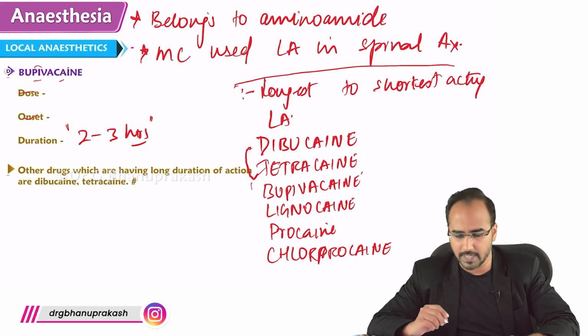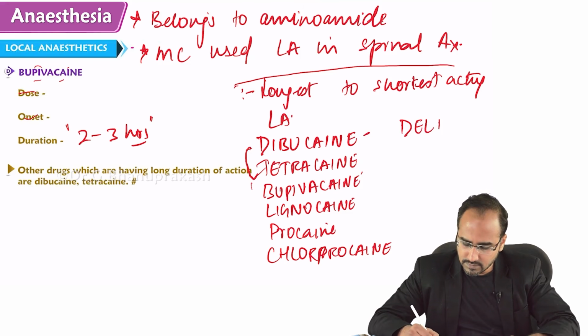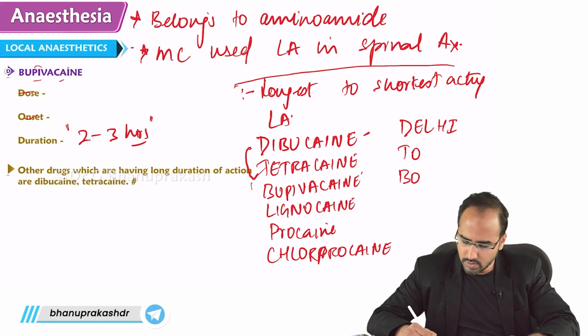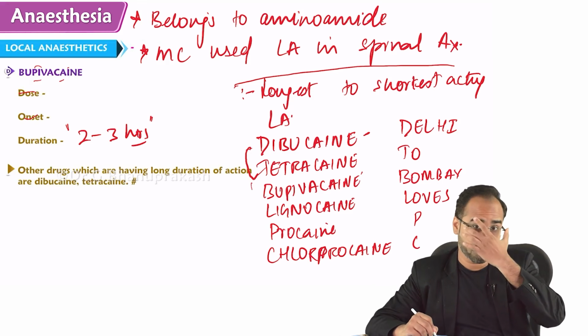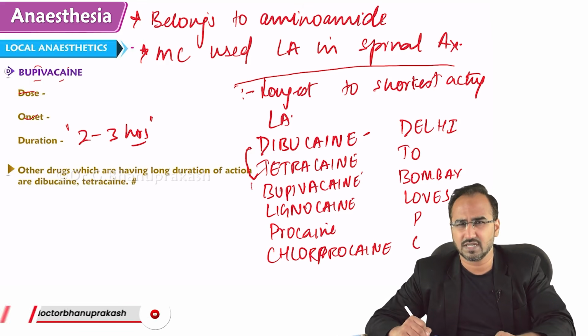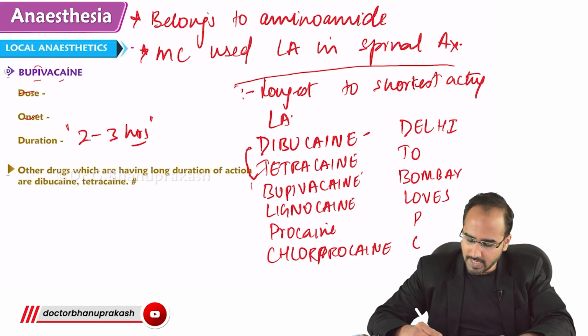We choose Bupivacaine. There is a mnemonic to remember this, guys. The longest to shortest acting local anesthetic mnemonic is: Delhi to Bombay loves PC. Who's PC? It's not Priyanka Chopra, not Parineeti Chopra, it is Procaine and Chloroprocaine. So remember, Delhi to Bombay loves PC.